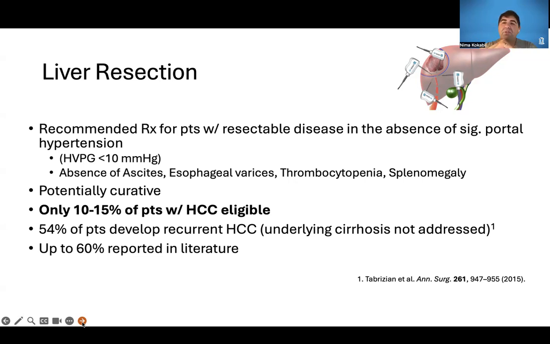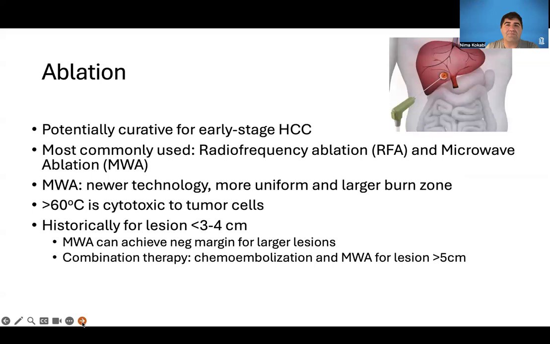Unfortunately, even though it is potentially curative, only 10 to 15% of patients, at least in the United States, are eligible based on the underlying liver disease that they usually present with. And a bigger problem is up to 60% of patients that undergo liver resection will end up with recurrence elsewhere in the liver. So even though the tumor is generally successfully resected, there will be other tumors within the liver that pop up later on, and that is one of the limitations, or the biggest limitation, of liver resection.